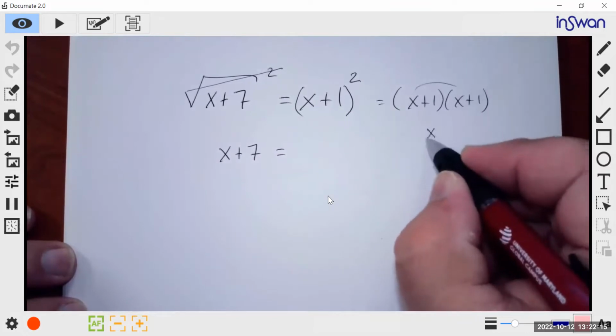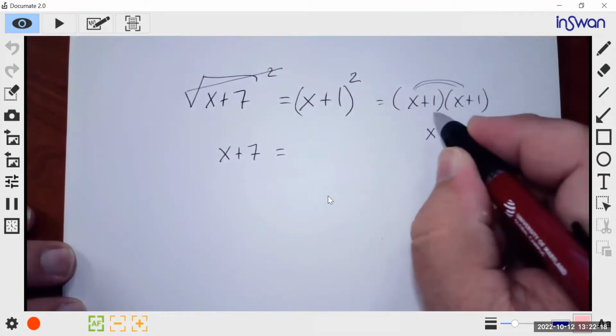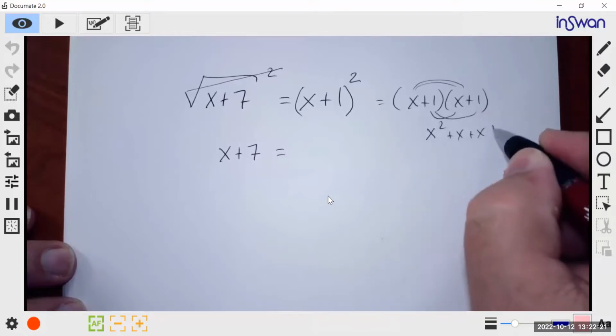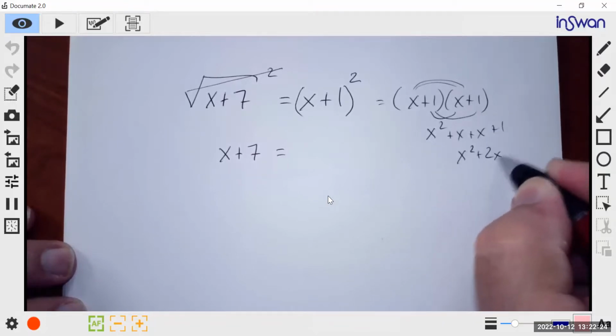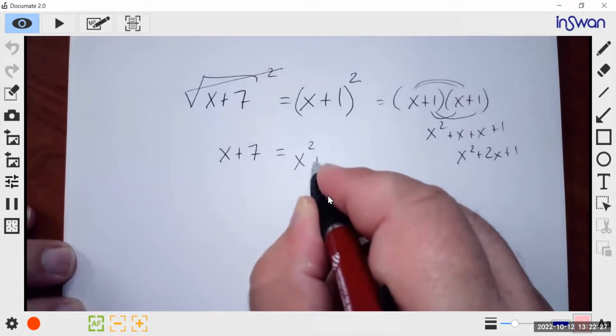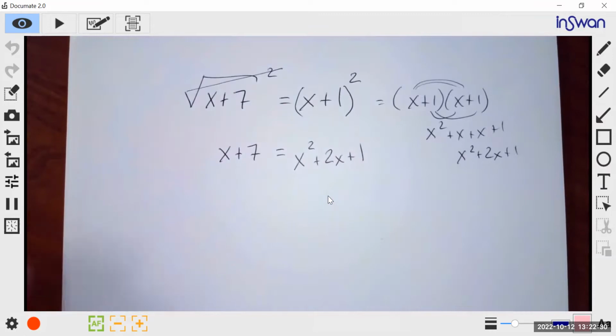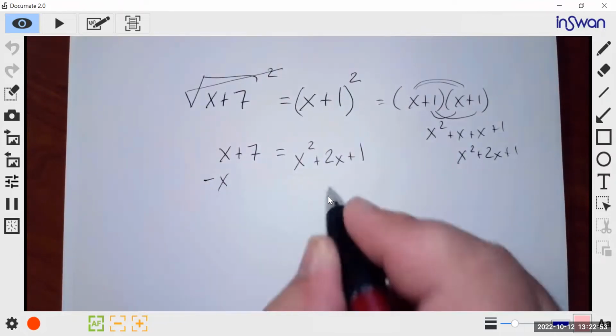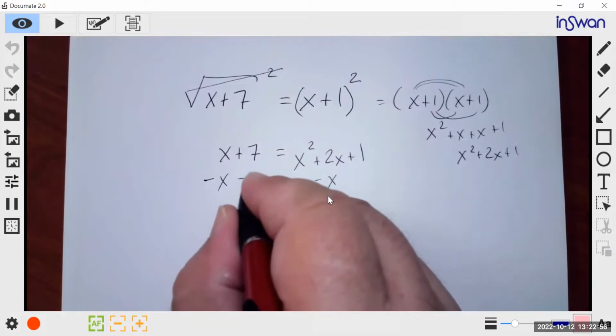So x times x is x squared. X times 1 is x. X times 1 is x. 1 times 1 is 1. So it's x squared plus 2x plus 1. Now what do you do? It has to be equal to 0. So you have to move the x plus 7. Subtract x from both sides, and subtract the 7 from both sides.